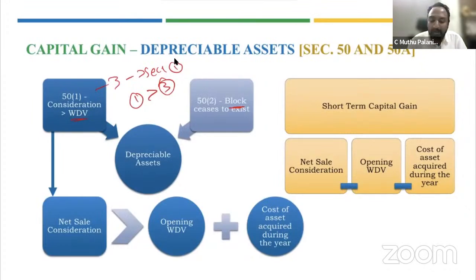So what will be the capital gain? Short-term capital gain will be net sale consideration minus opening WDV minus cost of asset acquired during the year. So this will be my short-term capital gain. Depreciable asset is always short-term. It is never long-term capital gain. And what will be the formula? Net sale consideration minus opening WDV minus additions during the year.